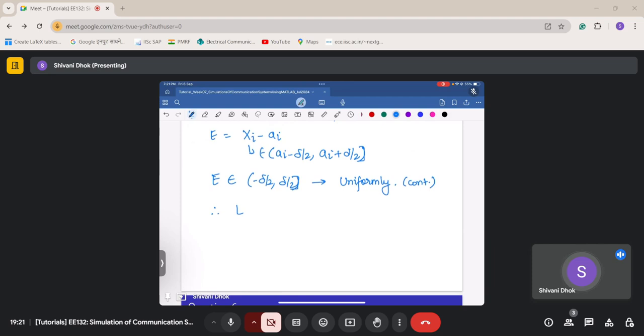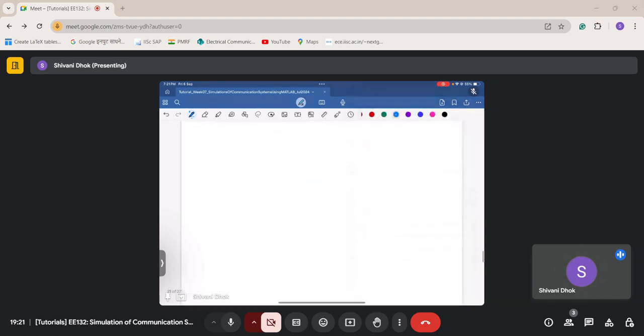So therefore your error E is uniformly distributed in the interval minus delta by 2 to delta by 2. Therefore the PDF f_E(e) will be equal to 1 by delta if e belongs to minus delta by 2 to delta by 2. It is 0 otherwise. So now we know the distribution. Now we can figure out the mean and variance of this thing.